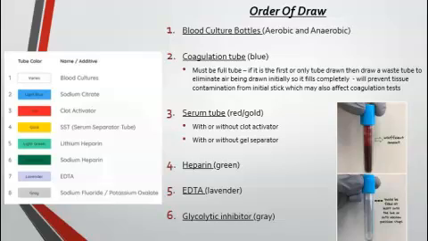The heparin tubes are next in your order of draw. These are your green top tubes. These are your tubes that are used for chemistry testing.